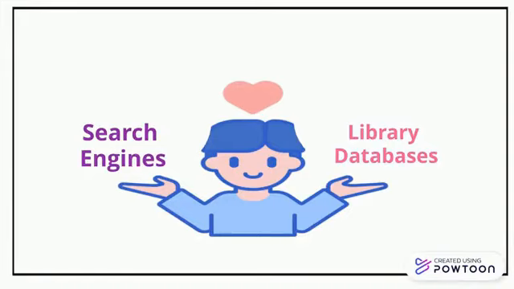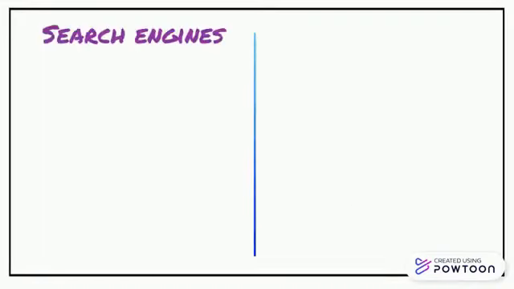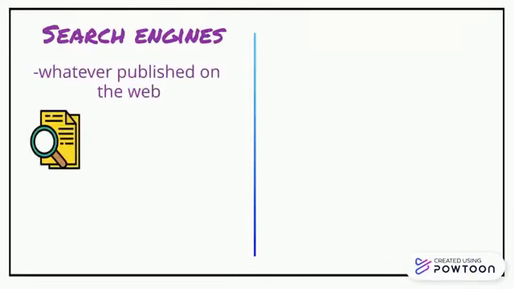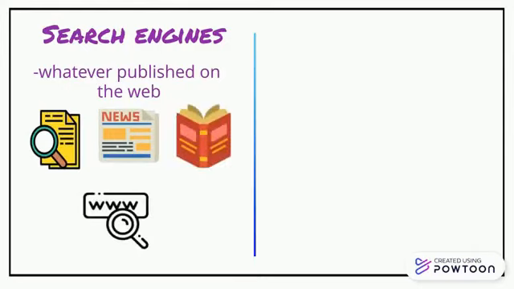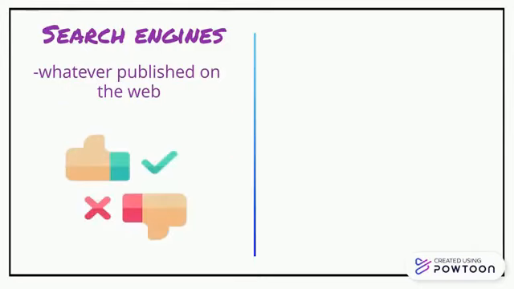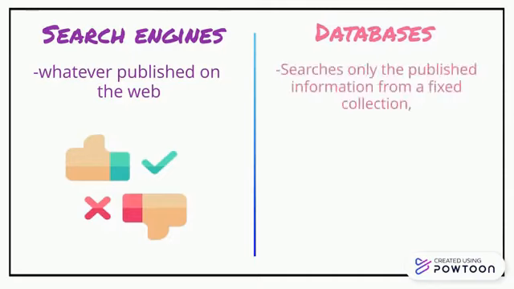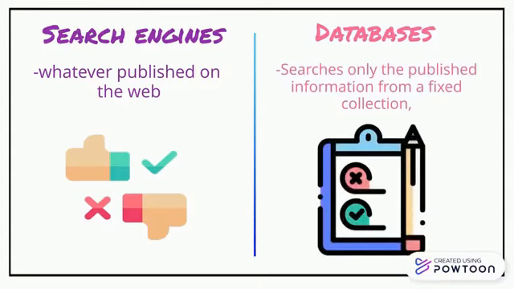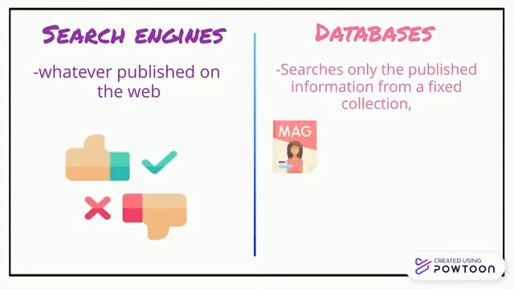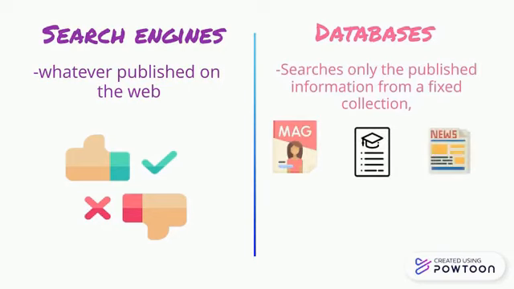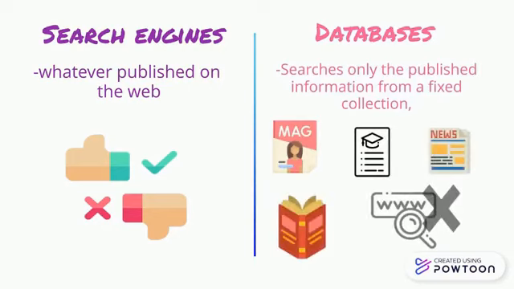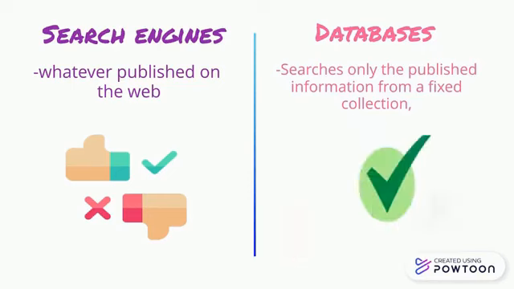Before choosing any of these methods, let us see how different they are. Doing research using search engines searches through everything that is published on the web. It can be journal articles, newspaper, books, and organizational or personal web pages. So, not all the content is of good quality. On the other hand, databases search only the published information from a fixed collection, which is reviewed and updated regularly, and include magazines, scholarly articles, newspaper articles, books, and do not include any kind of web page. So, most of the content is credible.